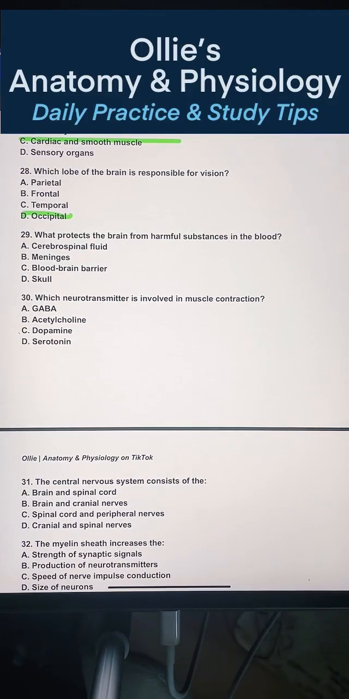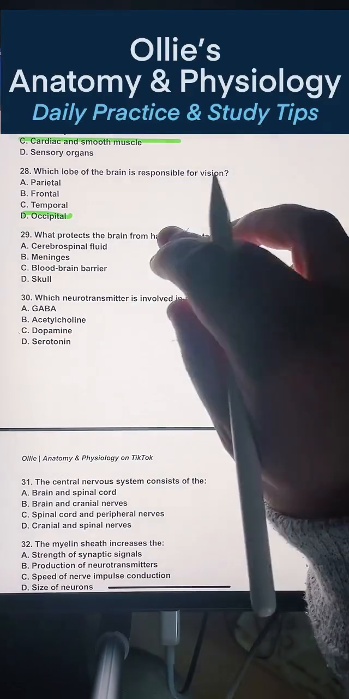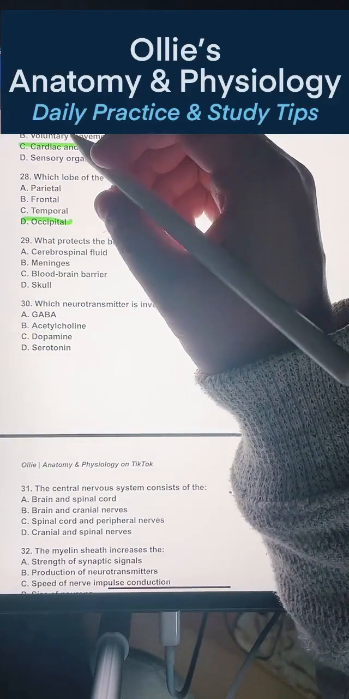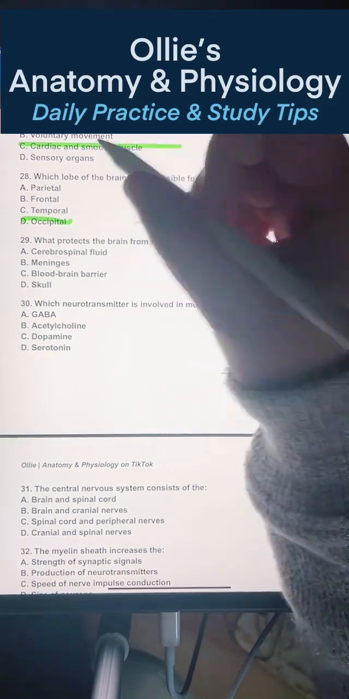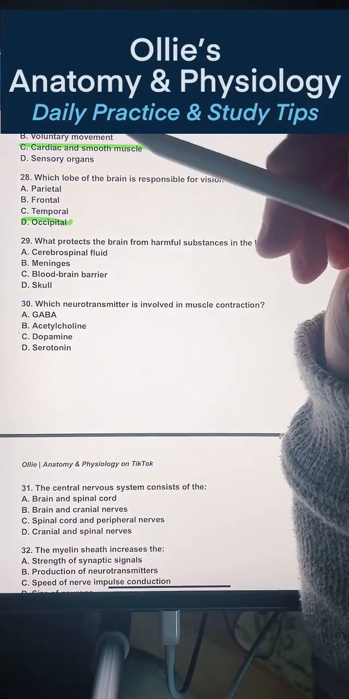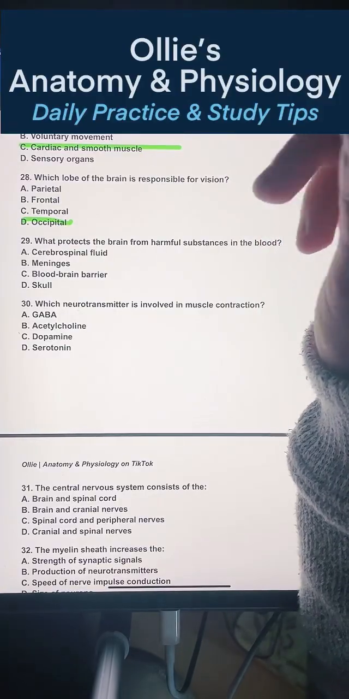But in terms of the lobes of the brain, the parietal is going to process sensory information in terms of like touch. Frontal will be our like decision making, and temporal, that's going to be like sound and memory.